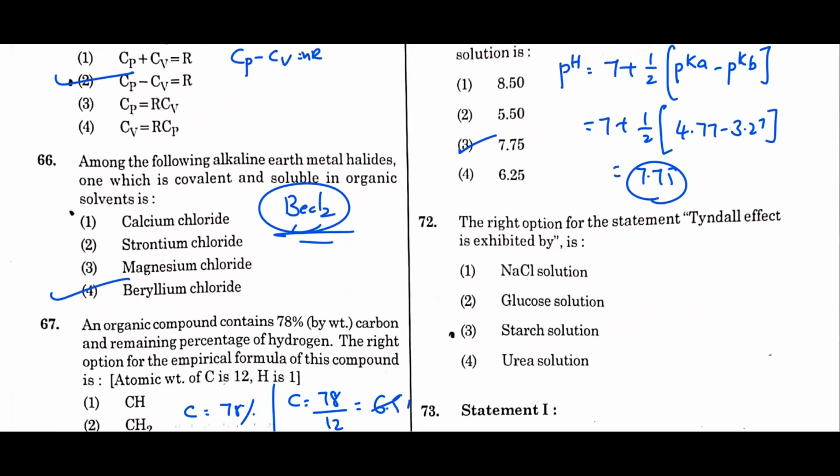The right option for the statement: the Tyndall effect is exhibited by NaCl, glucose and urea solution. These are true solutions. Starch solution is a colloidal solution which shows the Tyndall effect.